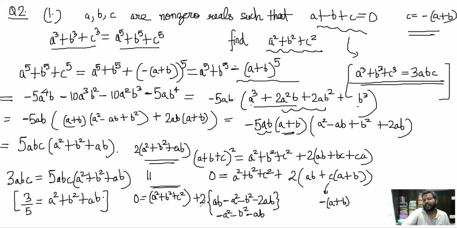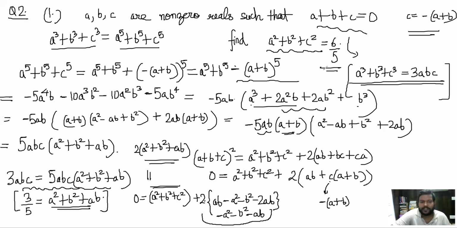I hope you are seeing what has to happen here. Take this term to the left-hand side. So you'll get 2 times (a square plus b square plus ab), and we have already found out a square plus b square plus ab. That was 3 by 5. So the answer for this will be 2 times 3 by 5, which is equal to 6 by 5.